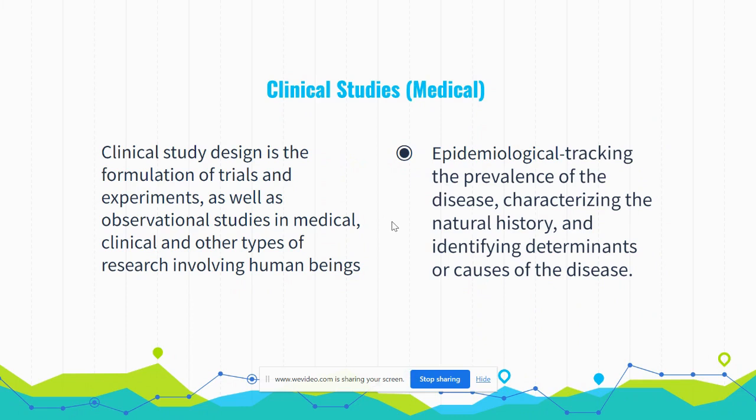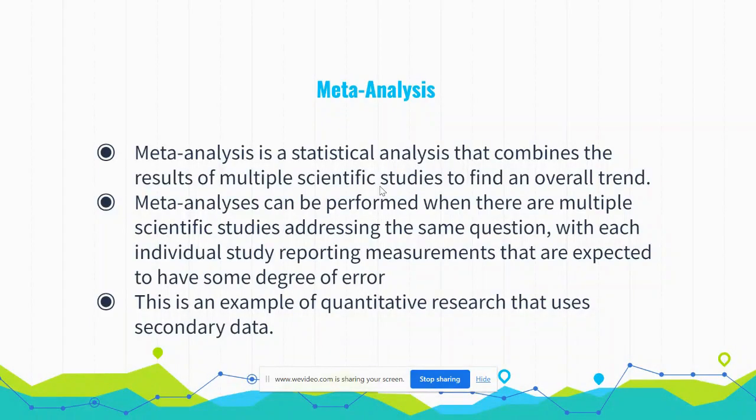Hopefully, it is sort of using some of the same measurements to find things. And then you look for an overall trend. There are a couple of different statistical analyses that you can use to do a meta-analysis that I think are very achievable for a high school student. But we will talk more about it when we get to analyzing our research. And we might bring our AP stats teacher on board to help us a little bit with this. So meta-analysis can be performed when there are multiple scientific studies addressing the same question, and each individual study reports measurements that are expected to have some degree of error. So what we're doing is we're looking at all of these things and we're trying to get rid of that degree of error. So this is one of the few quantitative research methods that uses secondary analysis.